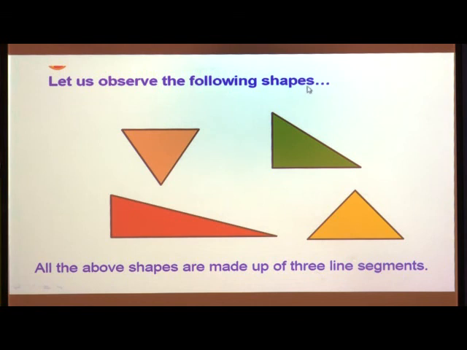Let us observe the following shapes. These are different shapes, but what is common in these shapes? Can anyone of you tell me? Yes, very good. All the shapes are different in size but are made up of 3 line segments. See, 1, 2, 3 line segments. Here also we have 3 line segments. The shapes are big and small, but all have 3 line segments.